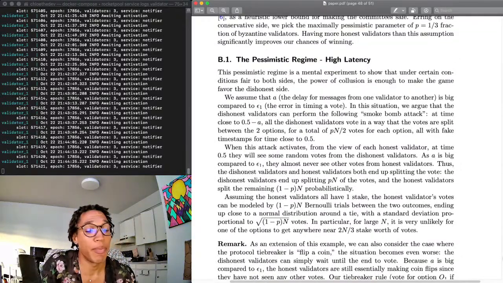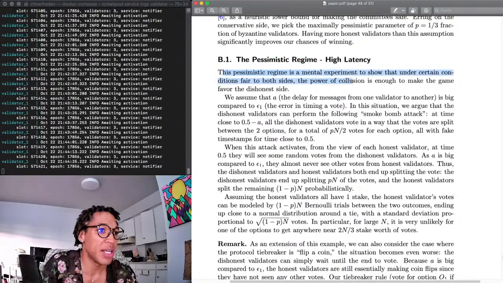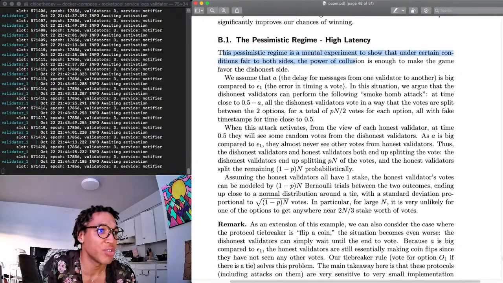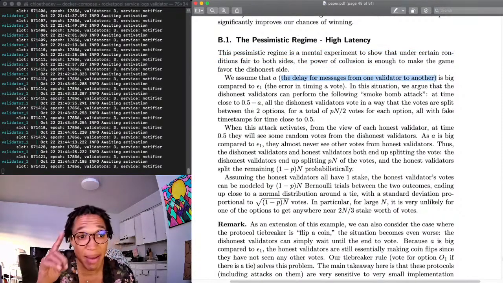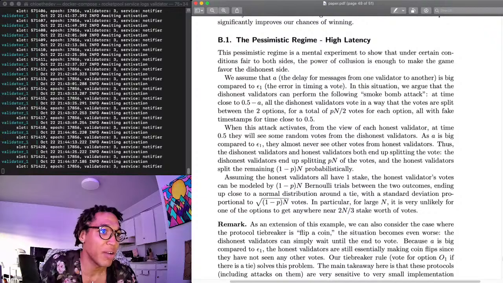So this is the first one, the pessimistic regime of high latency. This pessimistic regime is a mental experiment to show that under certain conditions fair to both sides, the power of collusion is enough to make the game favor the dishonest side. We assume that A, the delay for messages from one validator to another, so same A as above, is big compared to epsilon 1, the error in timing of O. So we're using epsilon as error, and epsilon 1 is the error in timing of O.